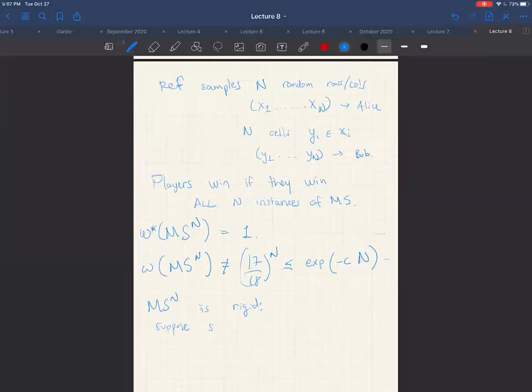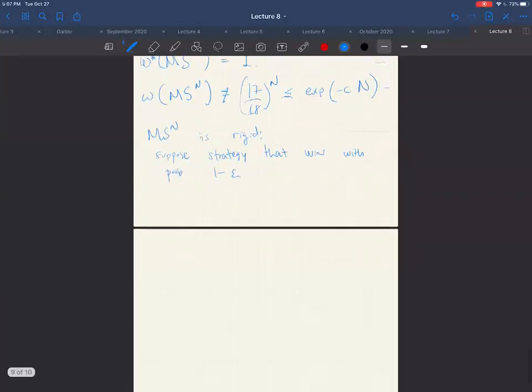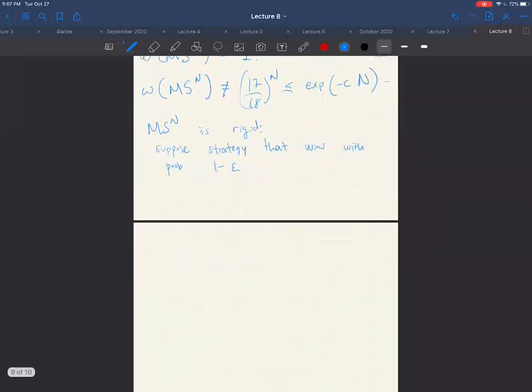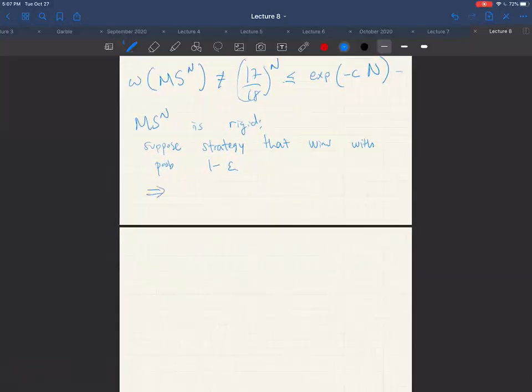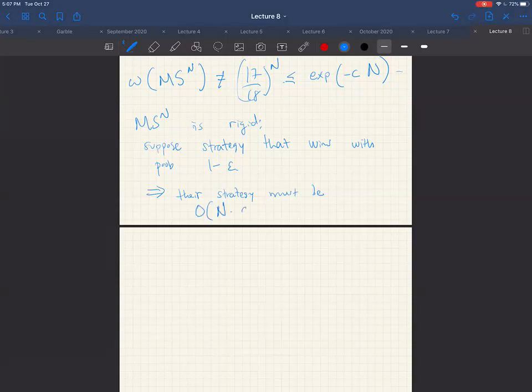Suppose you have a strategy that wins with probability 1 minus epsilon. So think of epsilon as something small like 0.1%. Then this implies that their strategy, under local isometries, must be O of n times epsilon to the 1/4 close to 2n EPR pairs.